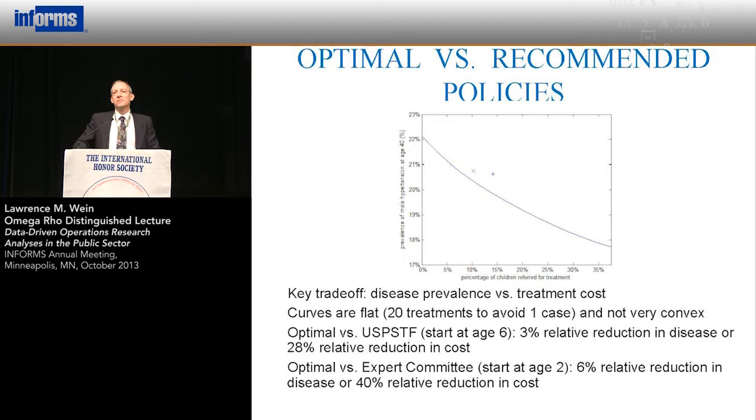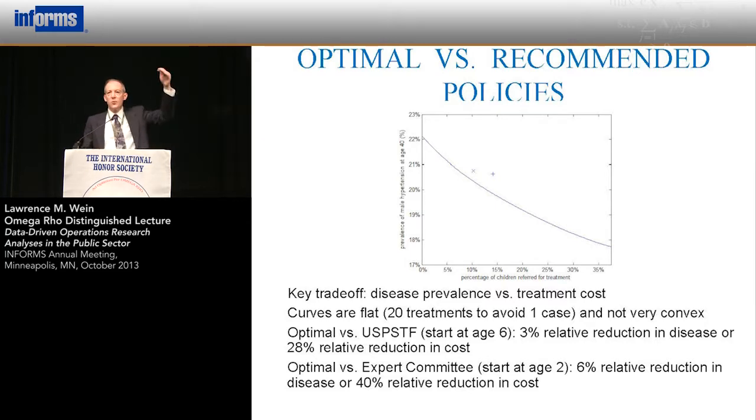Okay, so here's the main result. So again, we have a trade-off curve. The vertical axis is, I can't actually read it. What is the vertical axis? It's the disease prevalence. So we actually have 4 different versions. We have boys and girls, and we have hypertension and diabetes. So this one happens to be male hypertension, but they all look pretty similar.